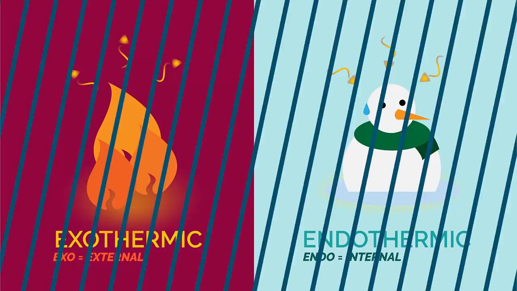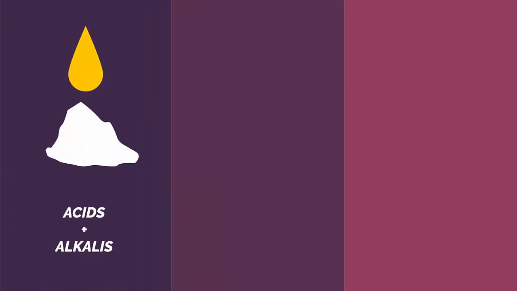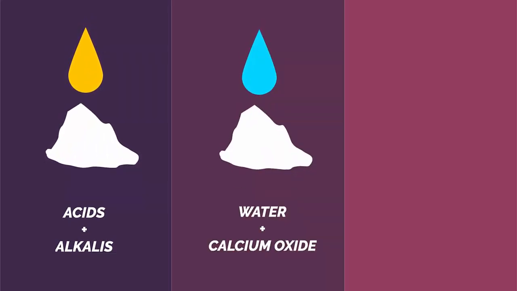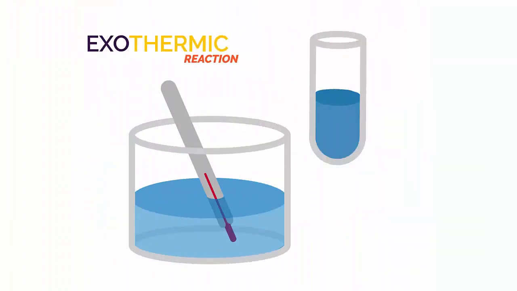Let's start by having a quick look. Because exothermic reactions transfer energy to the surroundings, and this energy is usually heat energy, they cause the surroundings to heat up, just like a bonfire, keeping everyone warm. Other examples of exothermic reactions are the neutralization reactions between acids and alkalis, the reactions between water and calcium oxide, and respiration.